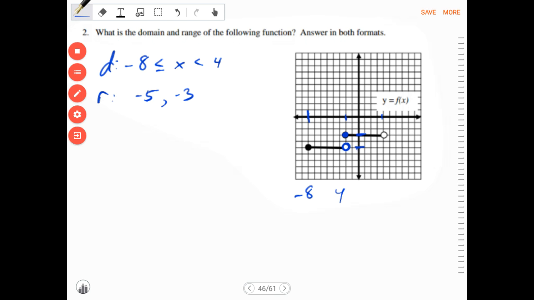Okay, so that's that one. In interval notation, we would say we can equal -8, but can't equal +4. Now the range for this one in interval notation, we don't typically do interval notation for stuff like this where it's not continuous, it just jumps. But if we were to force it, we would say, all right, well, you can equal -5, or you can equal -3. Okay, so that's that one.